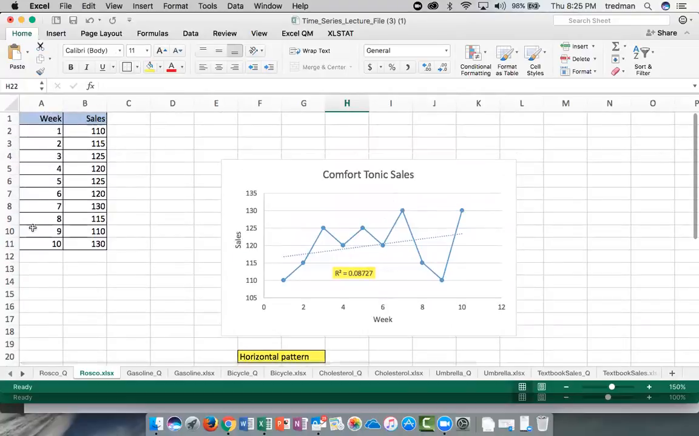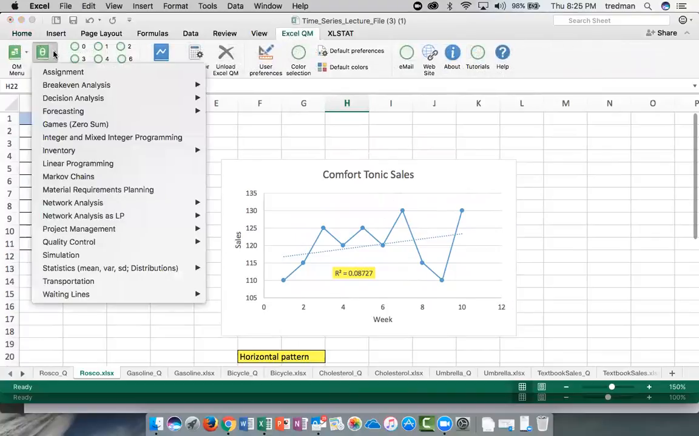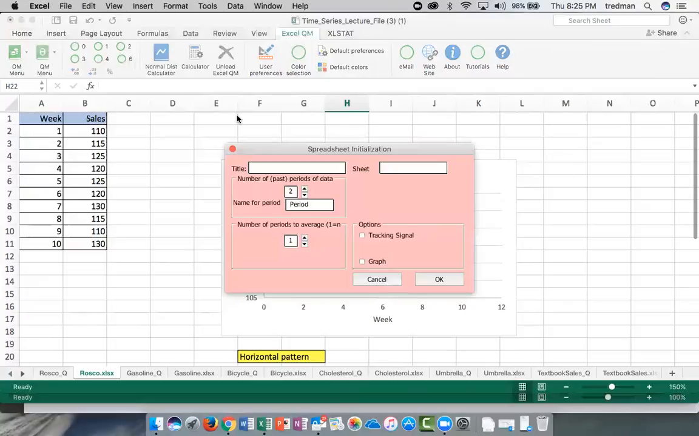See, we have 10 periods. I'm going to go ahead and run Excel QM. Forecasting, I'm going to do a moving average. So my number of past periods is 10. And I'm doing a 3-week average. And I'll go ahead and show the graph, and click OK.